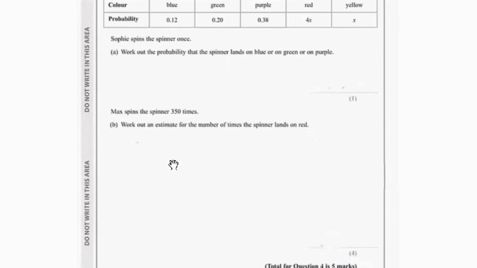Then Max spins the spinner 350 times. Work out an estimate for the number of times the spinner lands on red. So for the spinner to land on red, we know that the probability is given as 4x. And yellow is x. And for this, you need to know that the probability of the spinner landing on all of these colors is 1. So that means when you add all of these probabilities, it will always equal 1.